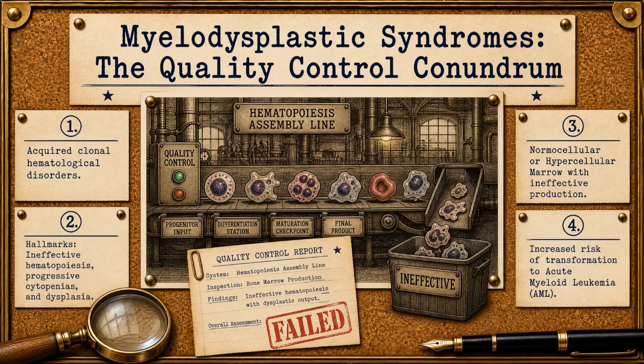Finally, MDS is incredibly heterogeneous. There's a wide range of presentations, from very indolent forms that might remain stable for years, to aggressive forms that rapidly transform into AML. This variability makes diagnosis and prognosis challenging, and it's why a detailed morphological assessment, combined with cytogenetic and molecular studies, is so important. So, get ready to sharpen your observational skills, because in MDS, every abnormal cell tells a story.